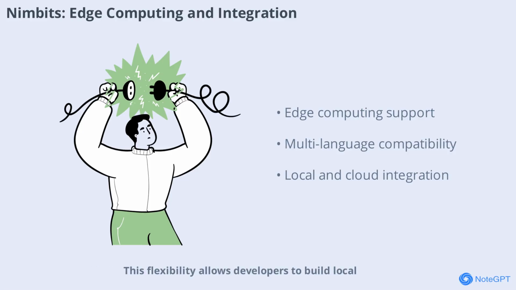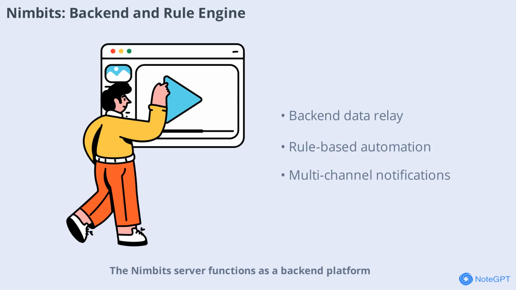This flexibility allows developers to build local applications that interact seamlessly with cloud services. NIMBITS server functions as a backend platform, relaying data between software systems and hardware devices. It features a rule engine for connecting sensors, people, and software to the cloud and each other. Rules can trigger calculations, statistics, email alerts, push notifications, and more, enabling intelligent automation and responsive IoT solutions.